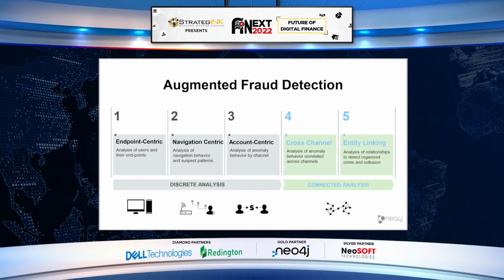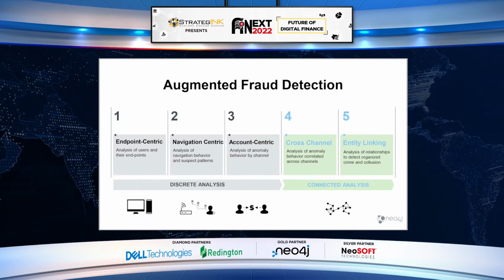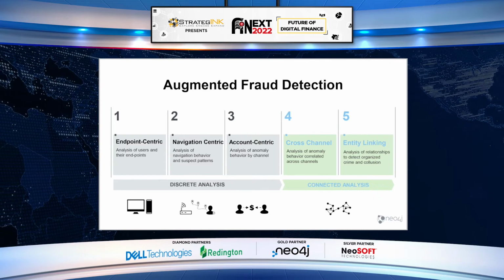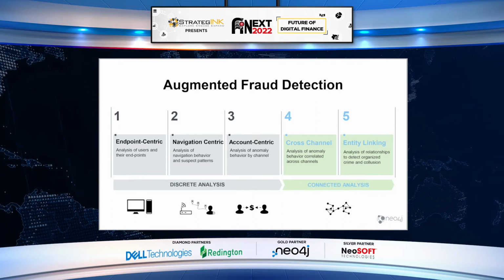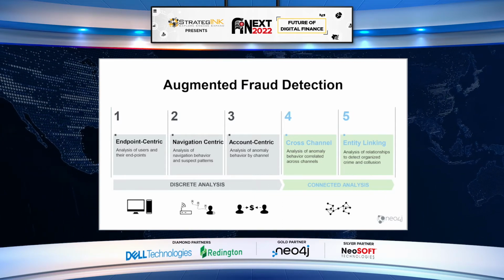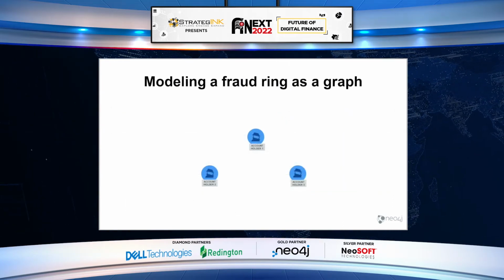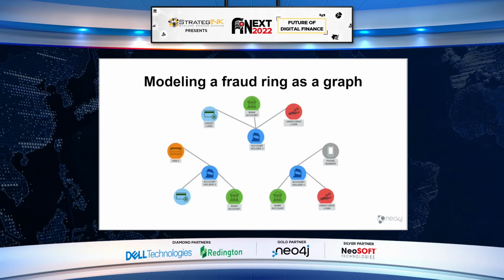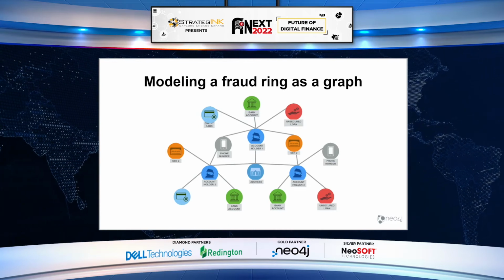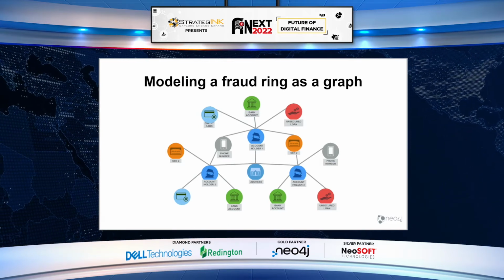So, to supplement our discrete analysis, to build on what you already have, to improve your accuracy and reduce your false positives and false negatives, we must look at connected analysis, which is across the channel, linking all the entities, linking all the parties. How would a fraud ring look as a graph? You have three account holders, and they have their own social security number, their own credit card, their own bank, etc. What has happened here is that these users are sharing phone numbers, addresses, and social security numbers. On first sight, without a graph technology, it seems perfectly normal behavior unless you start modeling this on a graph database, which is when you start seeing the results.